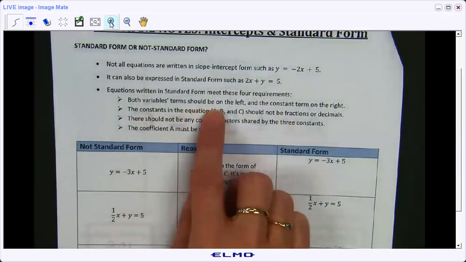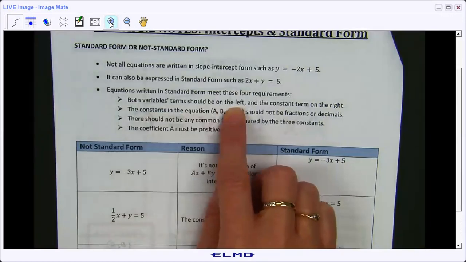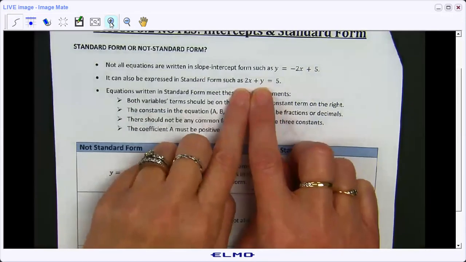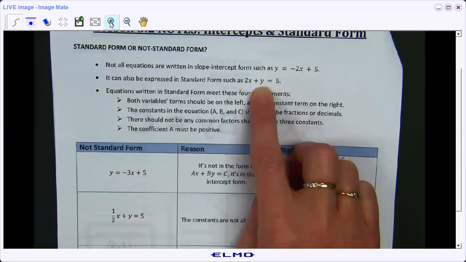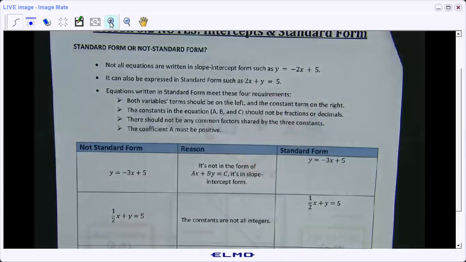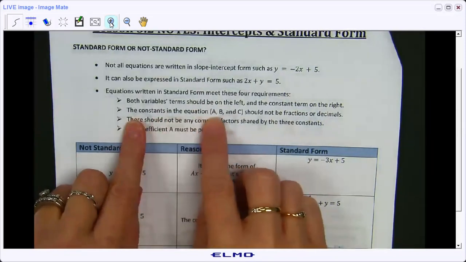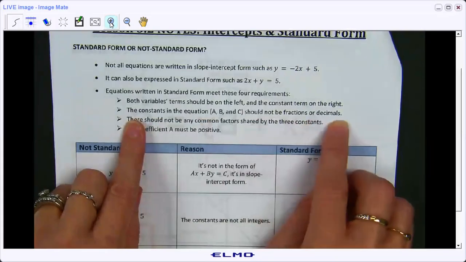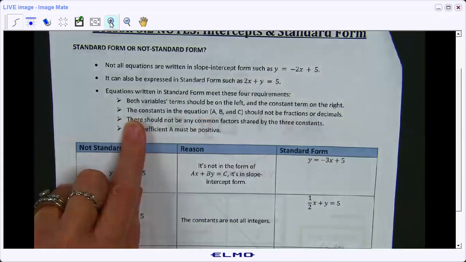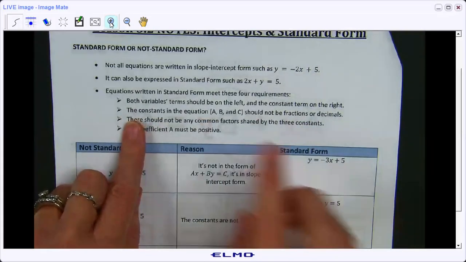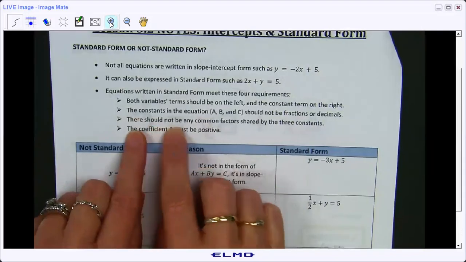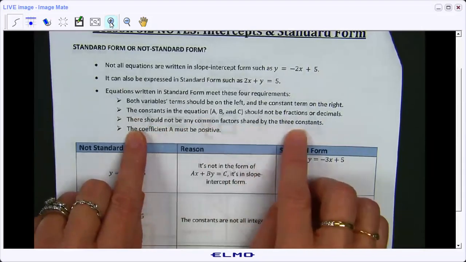Both variable terms should be on the left side. What does that mean? That means your x and your y terms need to be on the left, and the constant term is on the right. That's different from slope-intercept, where y is on the left and your x variable term is on the right. The constants in the equation a, b, and c should not be fractions or decimals. So no fractions or decimals in the equation. There should not be any common factors shared by 3 constants.